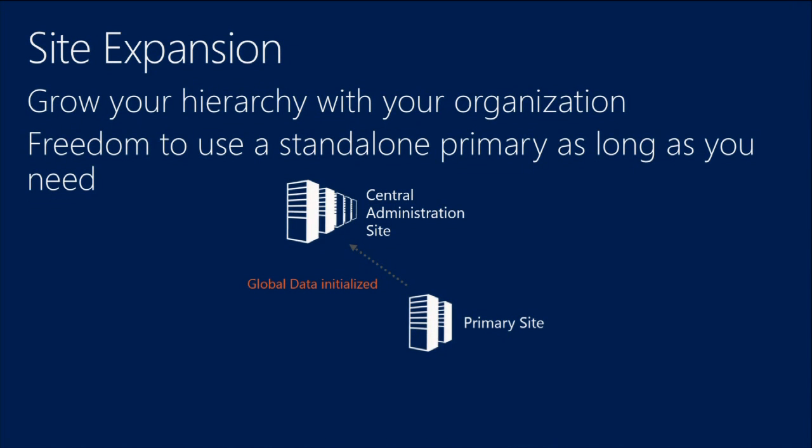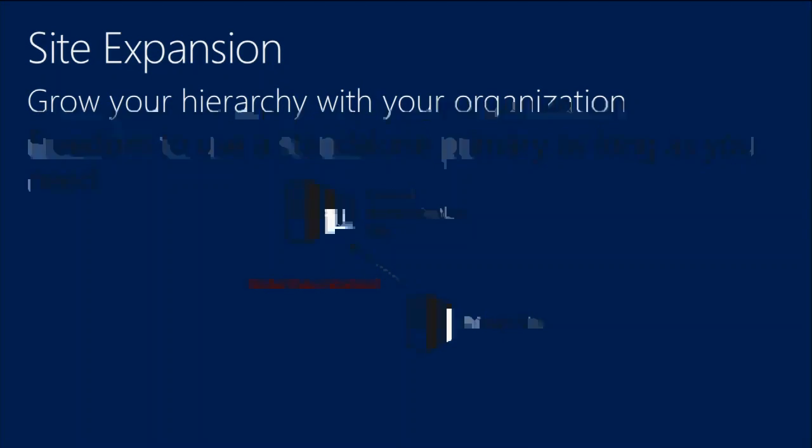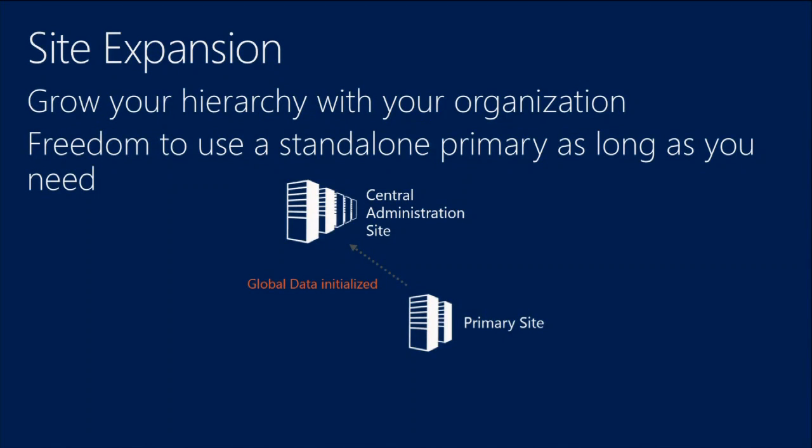And it will go ahead and do all the global and site data initialization that's required, just as if you install the CAS first and then install that primary site underneath the CAS after the fact. So very, very cool capability. It lets you start with where we want you to be, which is standalone primary. And then if you need to, and our primary reason for needing more than one primary is scalability, more than 100,000 clients, you can then expand out as necessary.